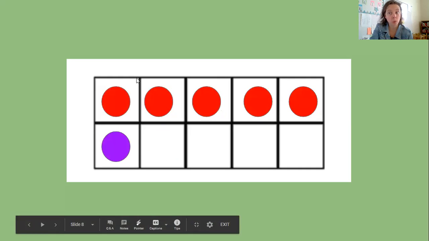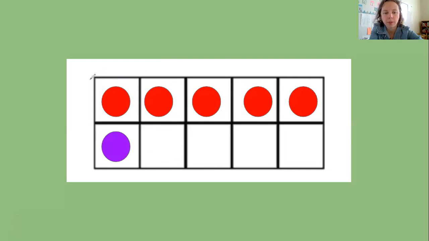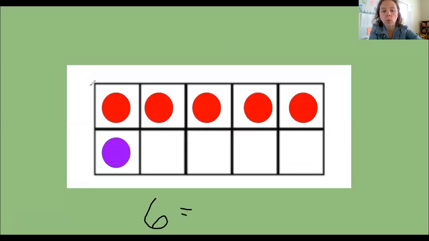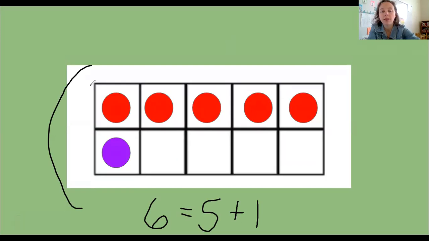Ooh, but this doesn't show us 7. What does this show us? This shows us 6. 6 equals how many reds? 5 plus how many purples? 1. So we talked about what numbers make 7. Now we're talking about what numbers make 6. And according to this 10 frame, the 2 numbers that make 6 are 5 and 1. So 6 equals 5 plus 1. Now on our next slide, there's going to be a whole other way to make 6. Let's see what it's going to be.